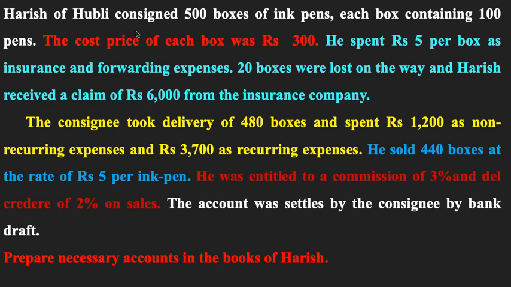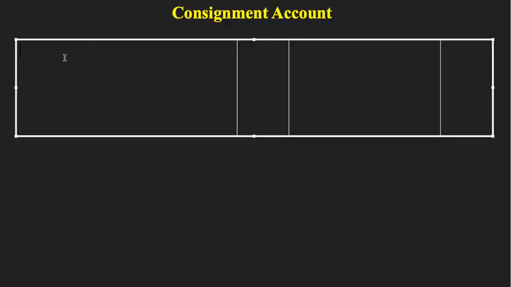So let us go for the first account, which is the consignment account. In the consignment account, first of all we are going to write down to goods sent on consignment, right? So how much was the total goods which were sent on consignment? 500 boxes, right? 500 boxes into 300 was the cost of each. So 500 into 300 is how much? It is 1,50,000, right? 1,50,000.